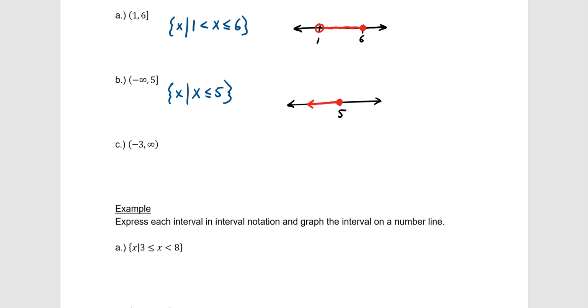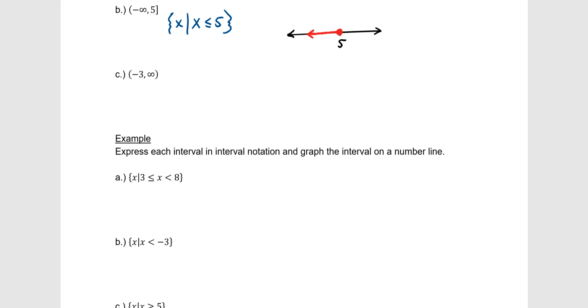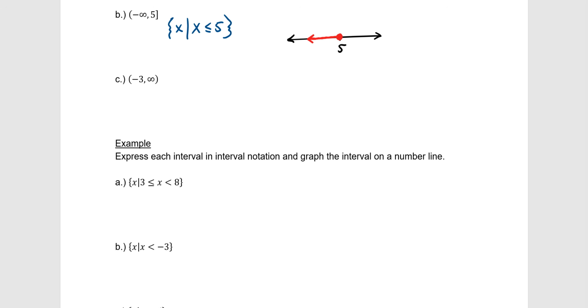Okay, and then on a number line, it's everything less than 5 and including it, so closed circle and then an arrow to the left. Okay, last one here, we have the interval -3 to infinity, not including -3. And just notice on these infinities, there's the parentheses as there always should be.